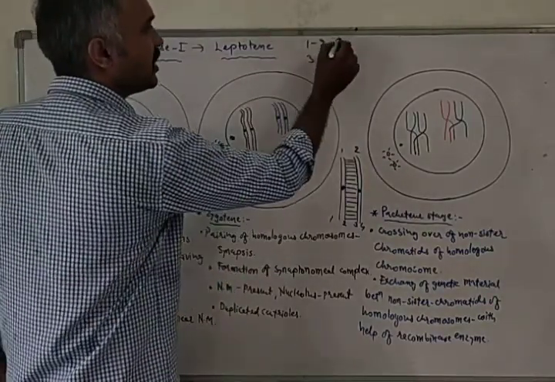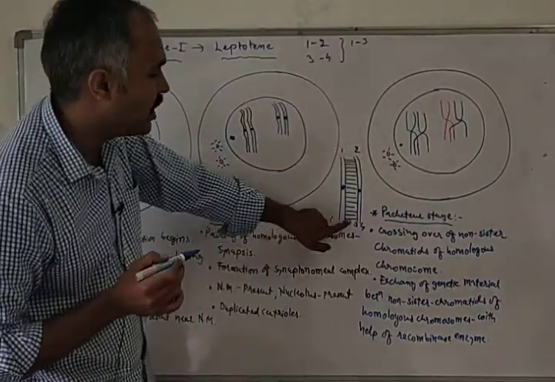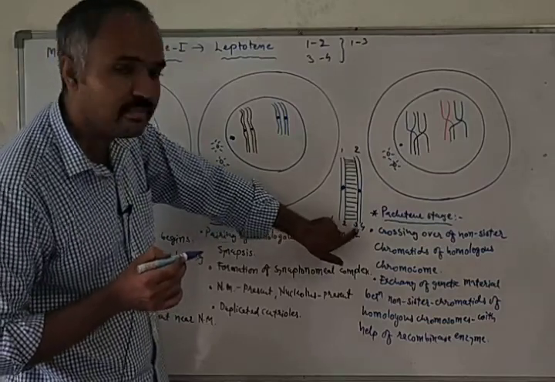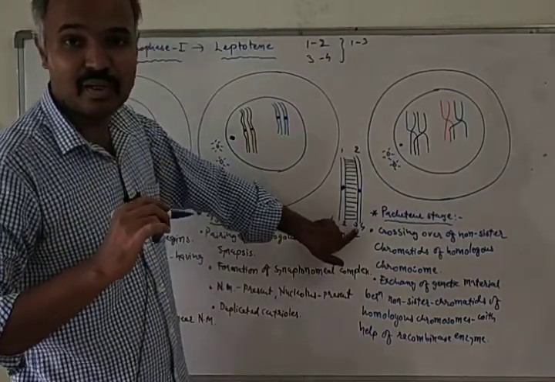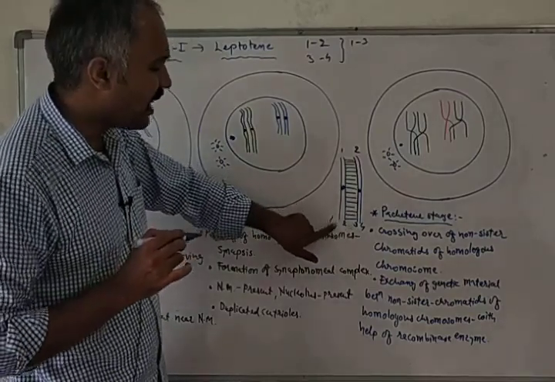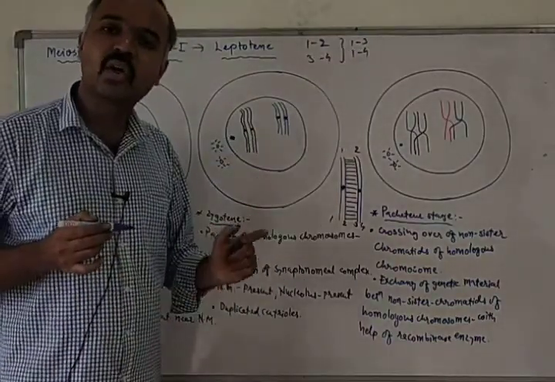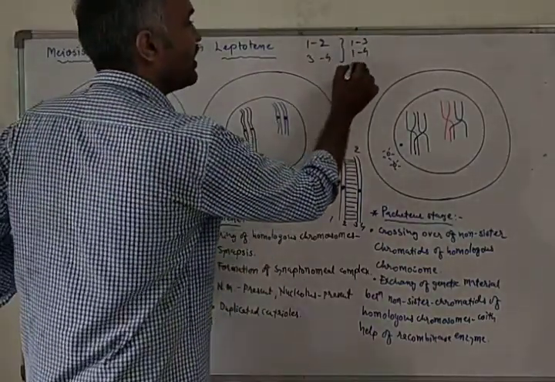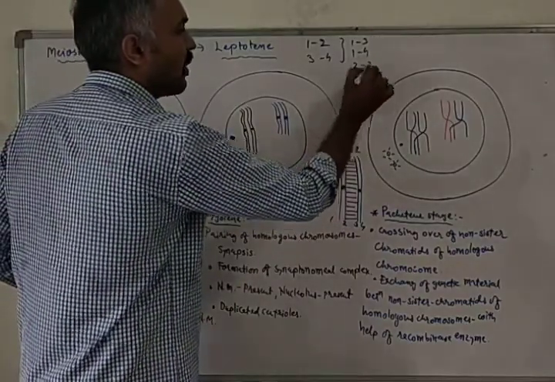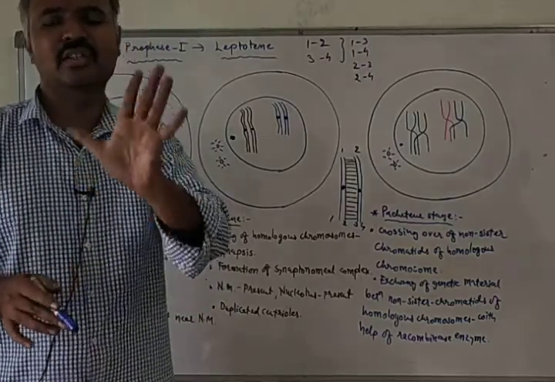But what is the relationship between chromatid number 1 and chromatid number 3? They are non-sister chromatids. In the same manner, 1 and 4 are also non-sister chromatids, 2 and 3 are also non-sister chromatids, and 2 and 4 are also non-sister chromatids. So I hope you are clear on sister and non-sister chromatids.